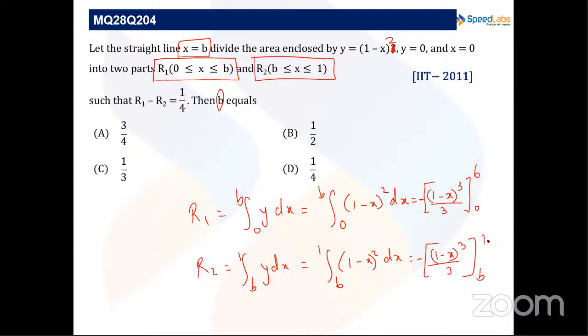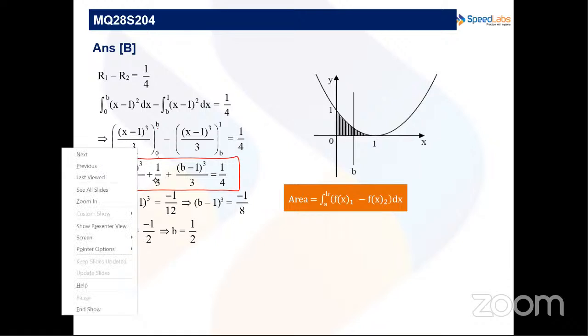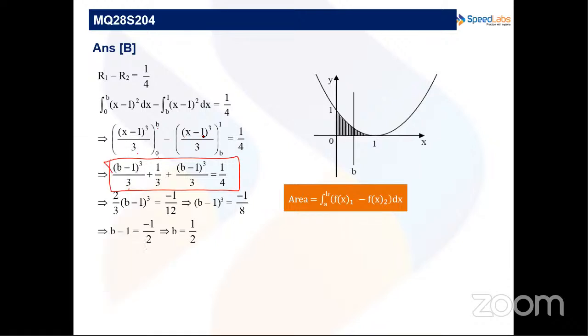We are given R1 minus R2 equals 1/4. If you solve this, you will get the required answer. So on putting these limits, we will get first (b minus 1) whole cube by 3 minus of minus. If we put 0 in here, that will be minus 1/3, so that will be plus 1/3. And on putting x equals 1, it will be 0. And on putting b, minus of minus will again be plus. So that will be (b minus 1) whole cube by 3 equals 1/4. So this is our 2 times.